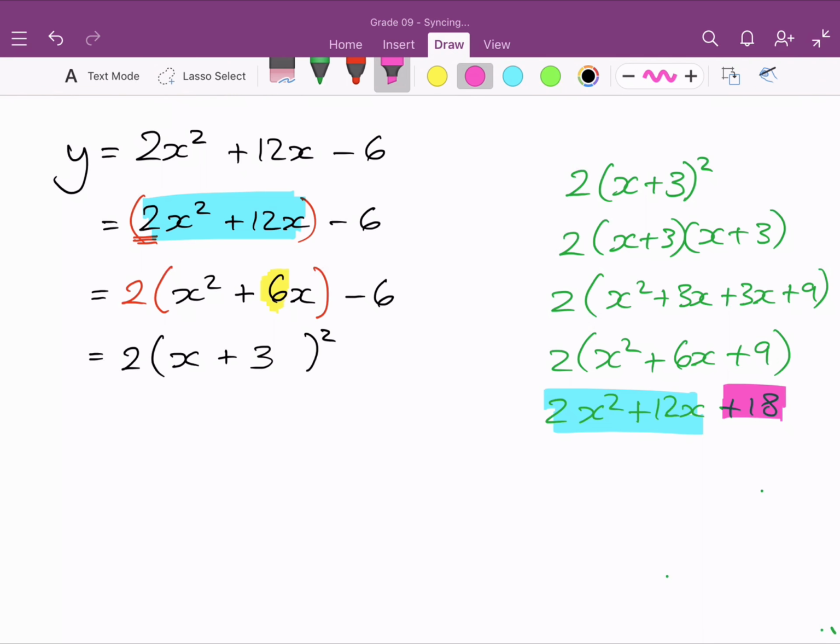How do I get rid of a plus 18? I take away 18. So if we go back across here now, we can say take away 18, and then we've got our take away 6.